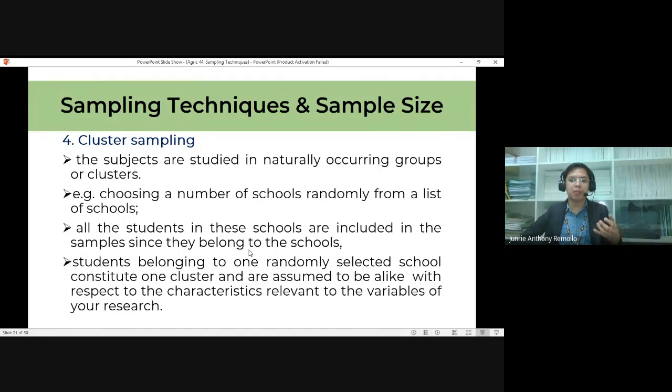So for example, napili yung CMU among how many schools in the Philippines who are offering agriculture program. So yun palang, students that belong to that chosen school constitute that one cluster. Once napili mo na yung CMU, you are to choose randomly kung sino mga students ang isa subject mo for your research, yung i-evaluate mo. Okay?